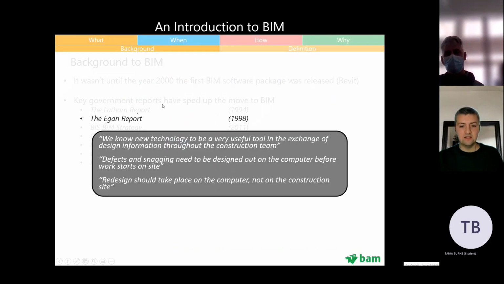So the Egan report was 1998, and here you see that he's starting to bring technology into it. We know new technology to be a very useful tool in the exchange of design information throughout the construction team. Defects and snagging need to be designed out on the computer before work starts on site. Redesign should take place on the computer, not on the construction site. So here they're really starting to see how technology can help the construction industry deliver for its clients.